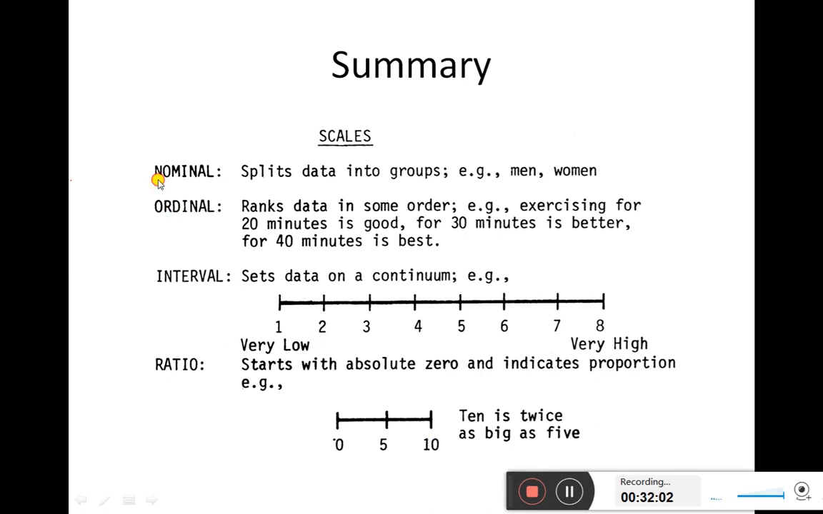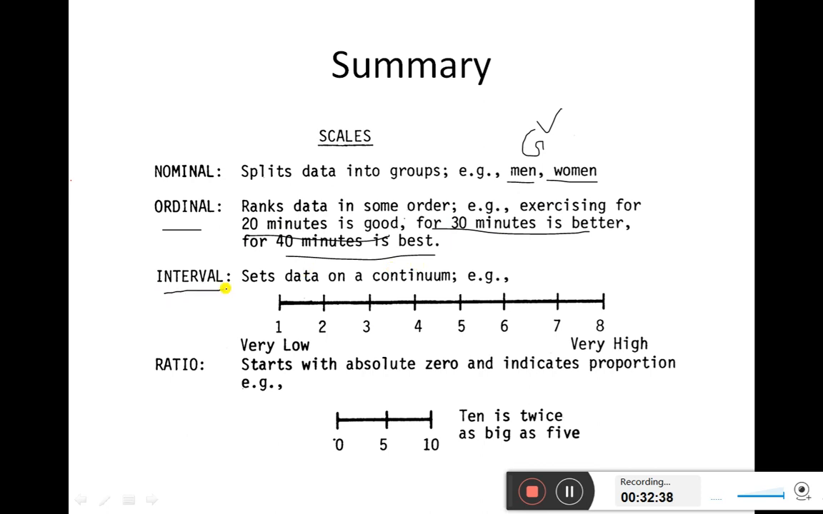Now for a summary, just to make your idea clear. When we are talking about nominal, we split data into groups or categories, like for example gender. When I say gender is a variable, it has two categories: man and woman. Gender is our nominal variable. Then we have the ordinal variable; as I told you, ordinal means rank the data in some order. For example, exercising for 20 minutes is good, 30 minutes is better, and 40 minutes is best. So good, better, best: again, rank the data.